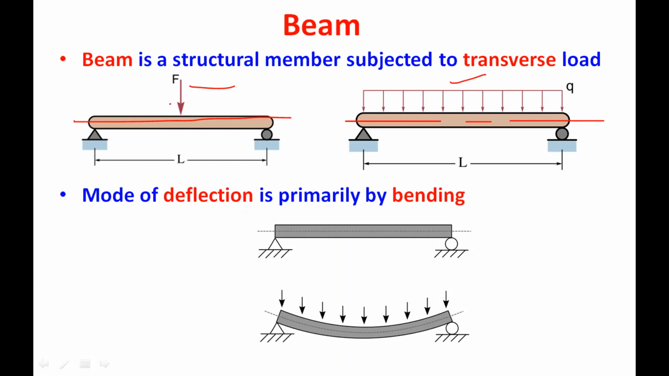Since the load is acting perpendicular to the axis of the structure, the major mode of deflection in case of beam is bending. If you apply a load perpendicular to this axis like this, it will tend to bend because this is a curvilinear nature of deformation. So we need 2 degrees of freedom to define this type of deflection or bending.